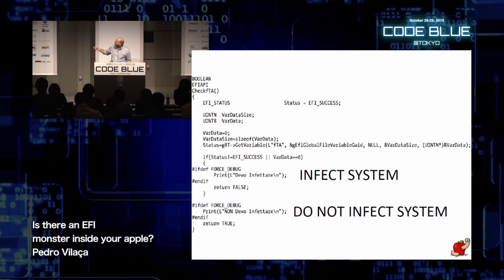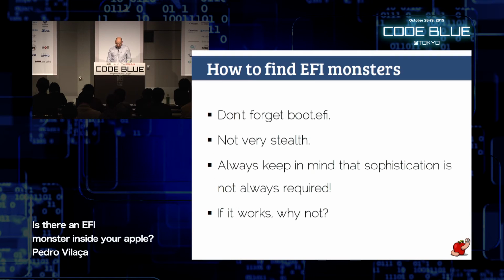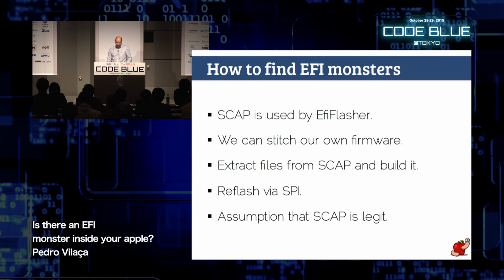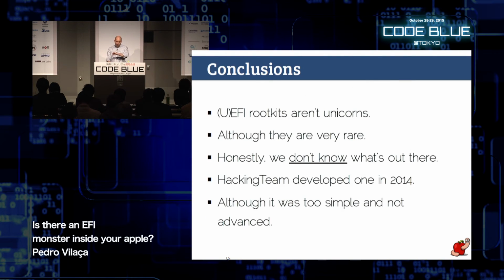This is, for example, the code from Hacking Team. What you can see is that they were doing this function, get variable, to read, is the variable there? If the variable is 1, we need to infect the system, or 0, we need to infect the system again. If the system is already infected, we don't need to do anything. Let me skip past these conclusions very fast.